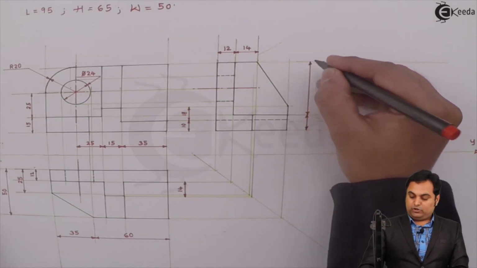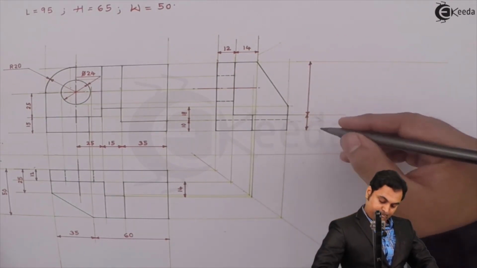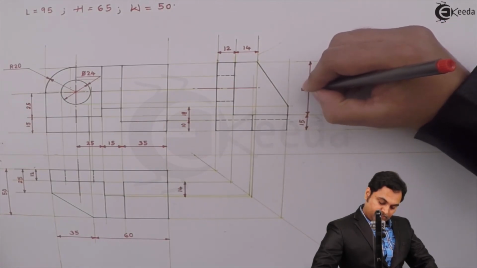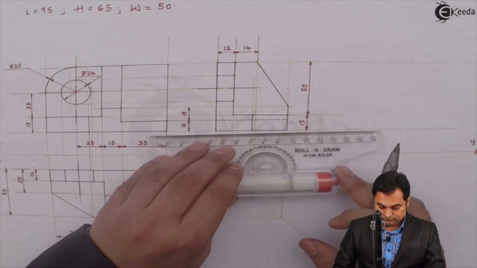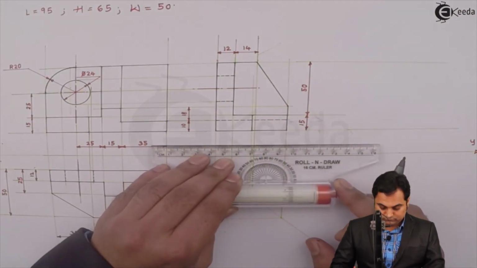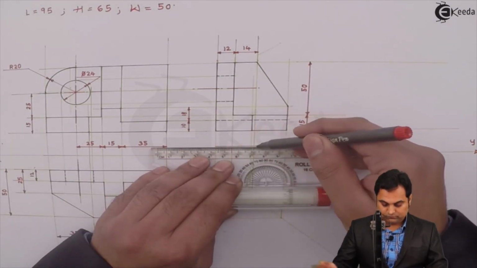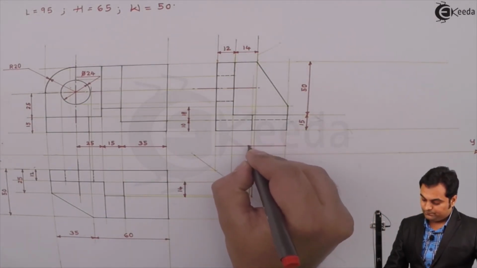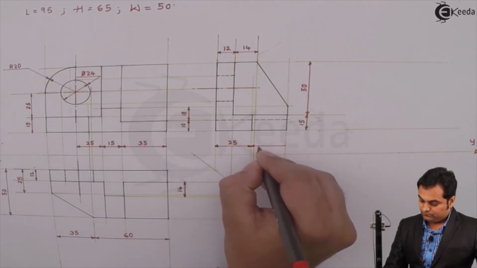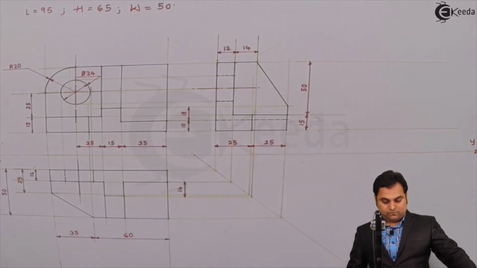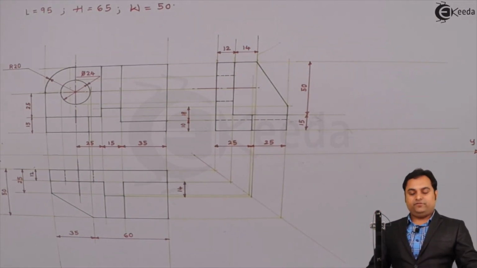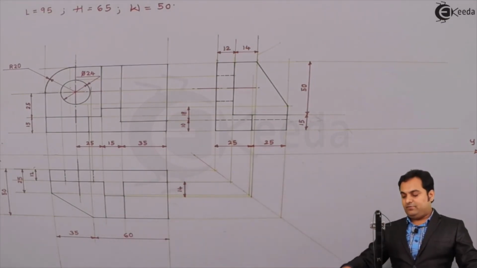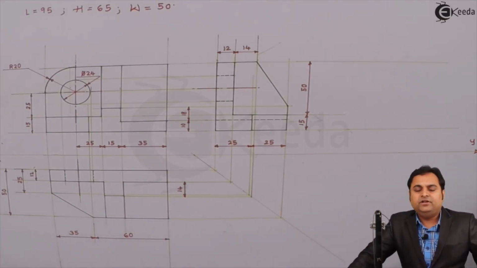So here this block is of 15 height. After that, the block is of 50 height. Next, I'll mark the width over it. And when we have drawn the front view, top view, and left hand side view and right hand side, given the dimensions, we can say that the problem has been completed.